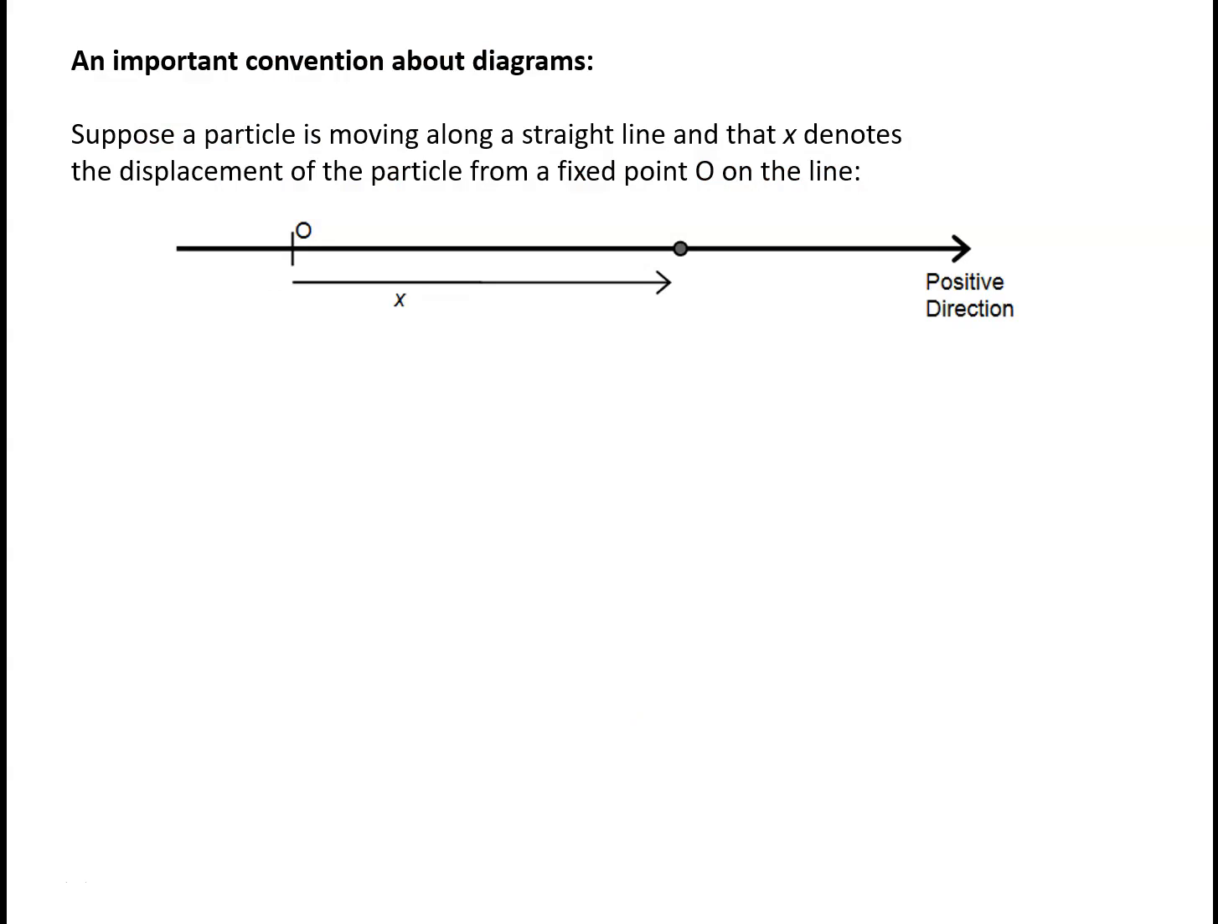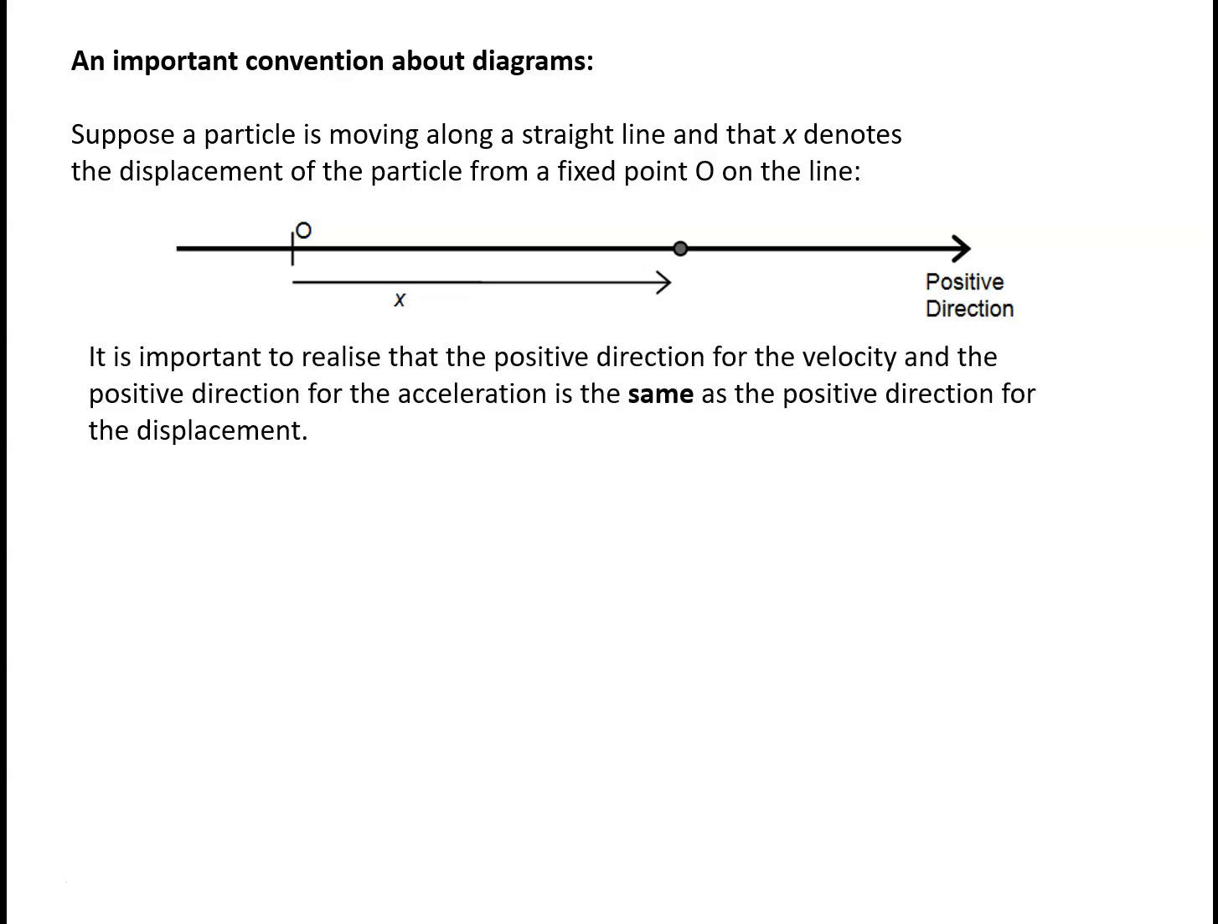Right, we need to have a reminder about a really important convention about our diagrams. Suppose we've got a particle moving in a straight line and x denotes the displacement of the particle from a fixed point on the line. Then it's important to realise that the positive direction for the velocity and the positive direction for the acceleration are the same as the positive direction for the displacement.